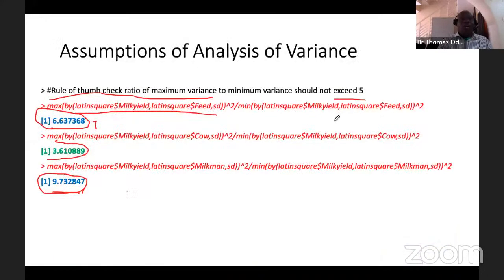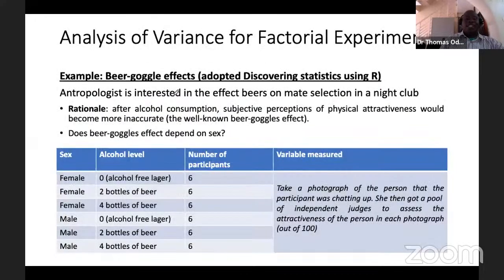So now I have this very interesting example. I'm going to introduce the concept of a factorial experiment using this very nice example. I think it's the right time to have it. There's what they call the beer goggle effect. That is, people believe that beer affects mate selection.